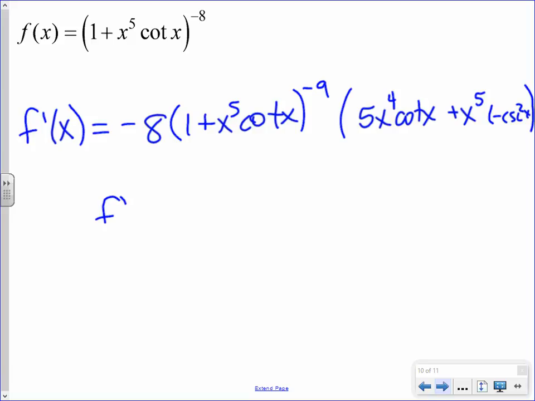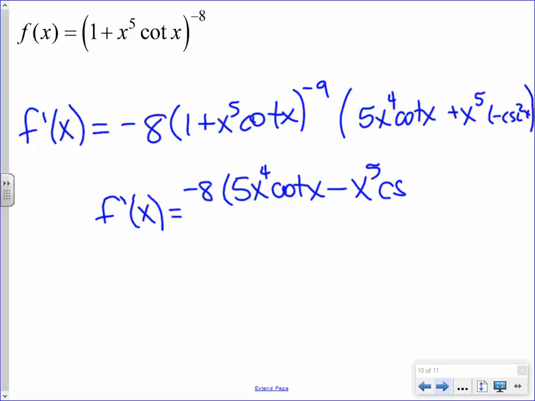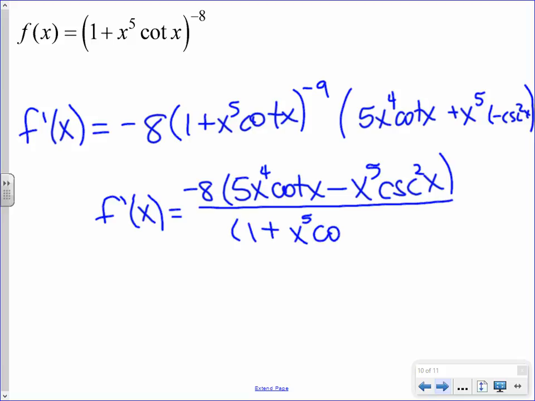So let's make this look a little nicer here. What we have is negative 8 times all of that, 5x to the fourth cotangent of x, minus x to the fifth cosecant squared. I'm going to go ahead and take that negative and multiply it through. And then since we have a negative power, we know that it can be moved down to the denominator. That would be a nicer way to put your answer.